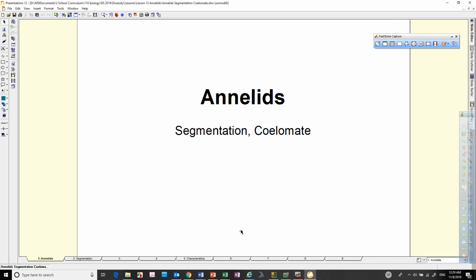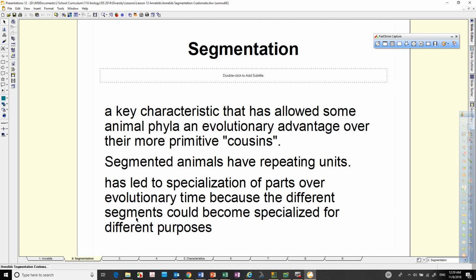And they're quite common. The evolutionary milestone that we're looking at here is segmentation, and they are truly coelomate. They have a true body cavity. So segmentation. So up until now, we haven't seen segmentation. We haven't seen it in the cnidarians or sponges. We haven't seen it in the roundworms or flatworms. We're seeing it for the first time here in the annelids.